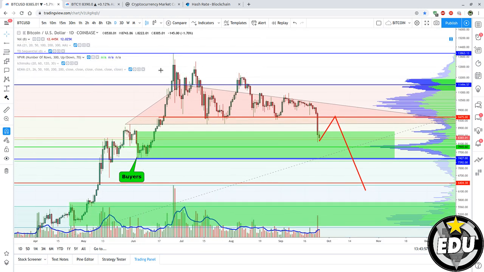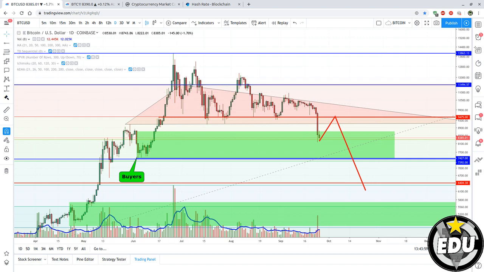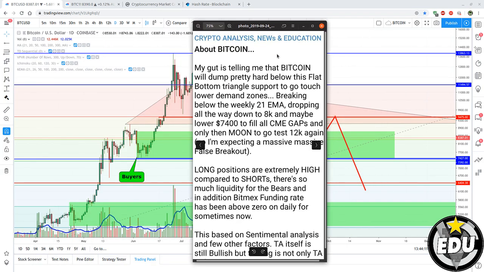Okay, let me remove a BPVR indicator. So we talked about the hash rate, the weekly 21 EMA. I just wanted to show you the prediction that I did on the channel. That was pretty straightforward: it will dump pretty hard below this flat bottom triangle support to go touch lower demand zones, and it did, breaking below the weekly 21. Even though I talked about this 21 as a great support, I didn't really want to buy on the 21. For me, that was an indicator: will price bounce or will it drop below the 21?